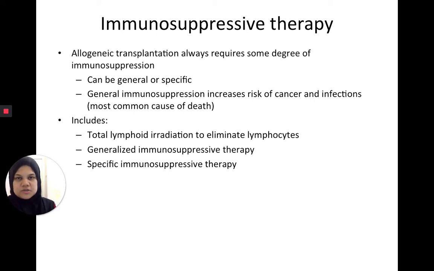You can use drugs that suppress the immune system, and it can either be general or specific. There are problems with the general one, because once you suppress the immune system, you're suppressing your defenses against other things, so you're more likely to get sick from infectious disease. It also increases the risk of cancer, because the immune system plays a big role in controlling cancer as well. And these immunosuppressive therapies can be quite aggressive. There are some where they completely irradiate the lymphoid tissue to completely eliminate the lymphocytes.